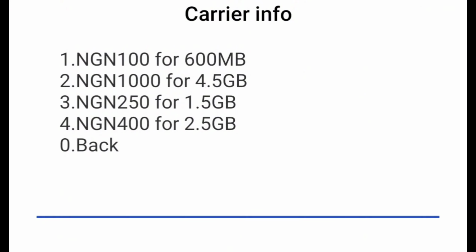So the first option with 100 naira can get 600 MB, which means with 200 naira can get 1.2 GB of data and it will last for 1 day. Then the second option with 1000 can get 4.5 GB of data. Then the third option with 250 can get 1.5 GB of data. Then the fourth option with 400 I can get 2.5 GB of data. So you can use any of these options to get it at a very cheap price from MTN.